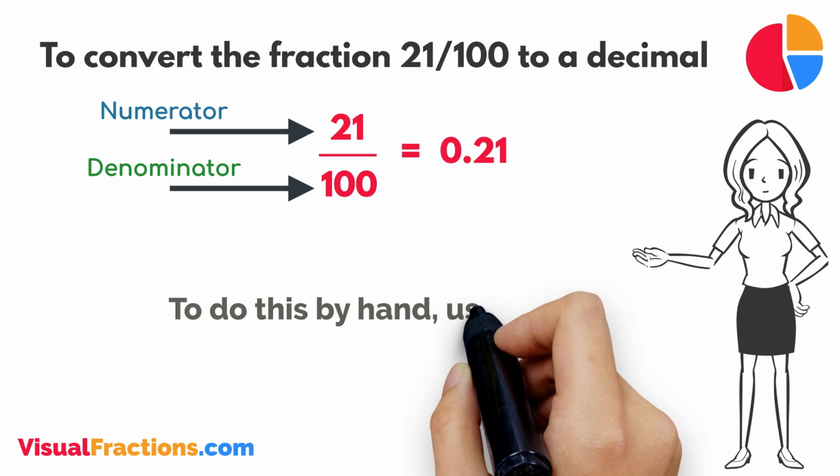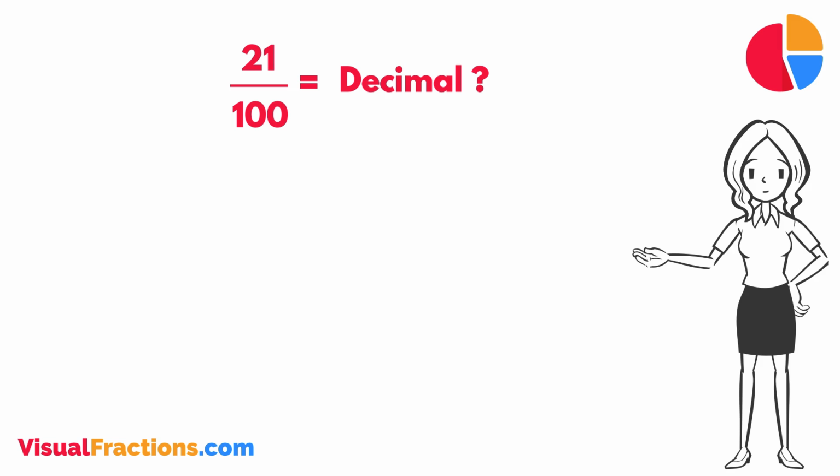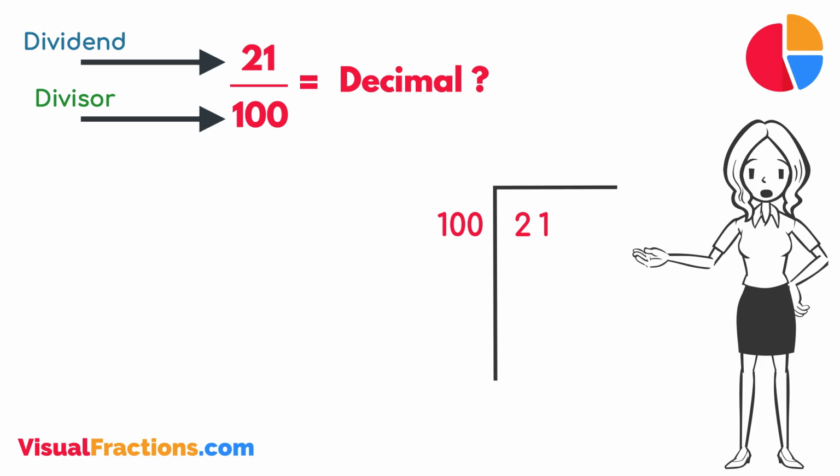To do this by hand using long division, we start by writing 21 as the dividend and 100 as the divisor. Since 100 doesn't fit into 21, we add a decimal point in our answer and append 2 zeros to 21, making it 2100. How many times does 100 go into 2100? Exactly 21 times. We write 21 after the decimal point in the quotient, making it 0.21.